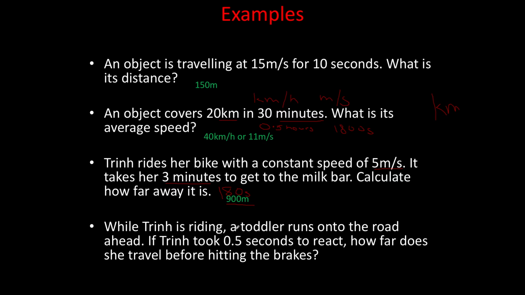While Trin is riding, a toddler runs onto the road ahead. If Trin took 0.5 seconds to react, how far does she travel before hitting the brakes? Well, if you know you're traveling 5 meters every second, how far will you travel in half a second? And the answer to that is 2.5 meters, half the distance.